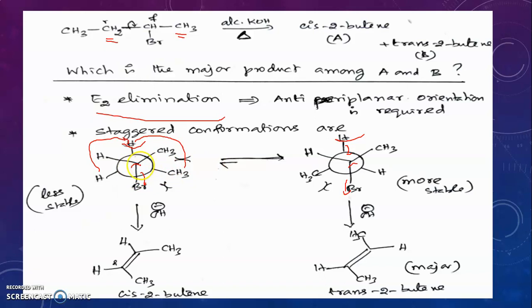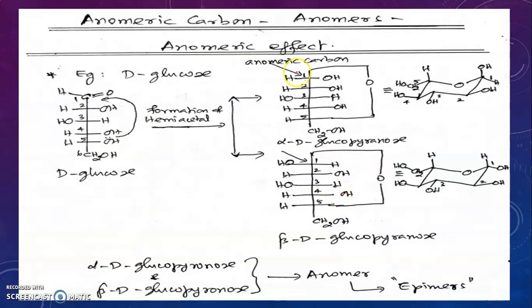So if this undergoes reaction, you will get cis-2-butene, which is present in minor amount. If this undergoes elimination, you will get trans-2-butene, that should be the major product. So remember, the more stable conformer will give the major product. That is the point you should know here. Okay, then. Now, we'll discuss the next question.